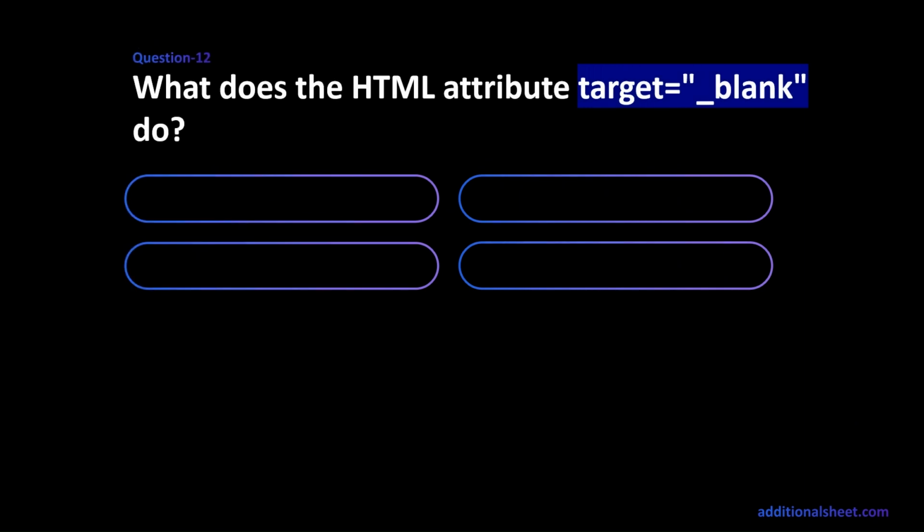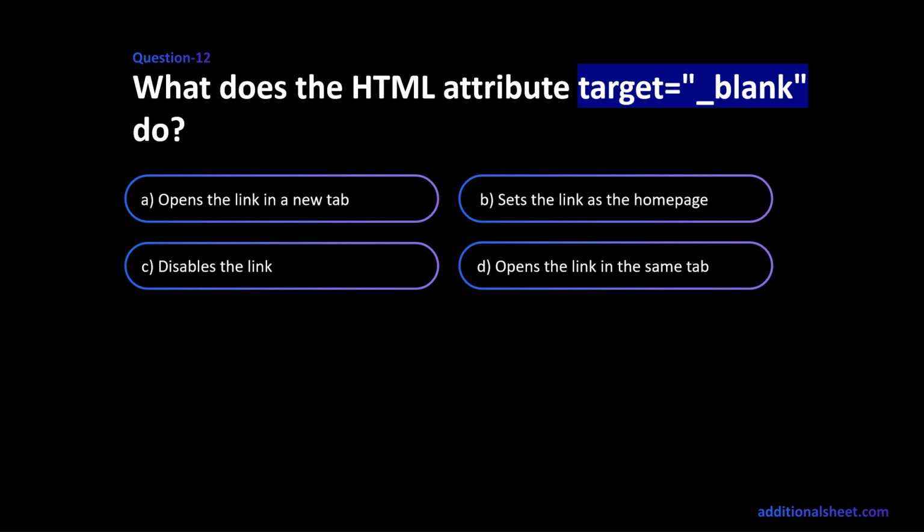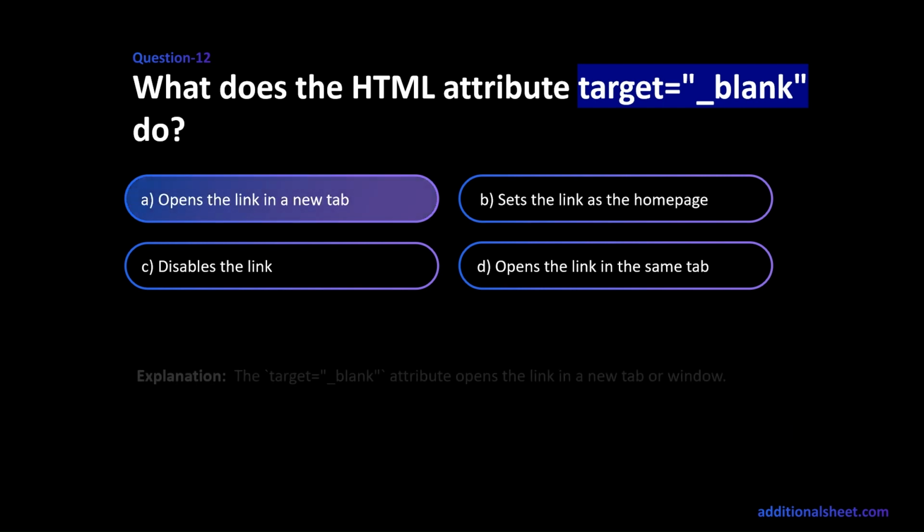Q12. What does the HTML attribute target equals underscore blank do? Options are: A. Opens the link in a new tab. B. Sets the link as the homepage. C. Disables the link. D. Opens the link in the same tab. The correct answer is option A. The target equals underscore blank attribute opens the link in a new tab or window.